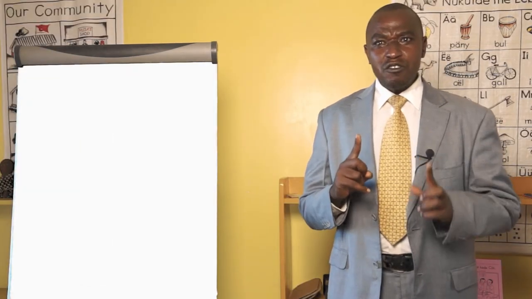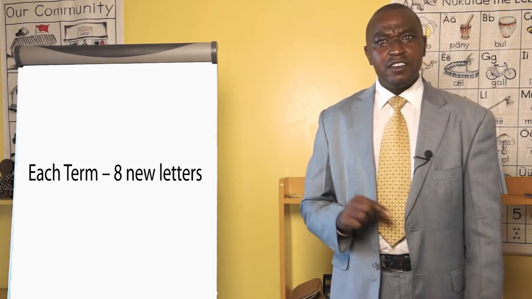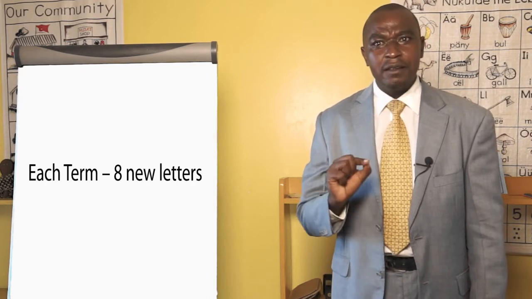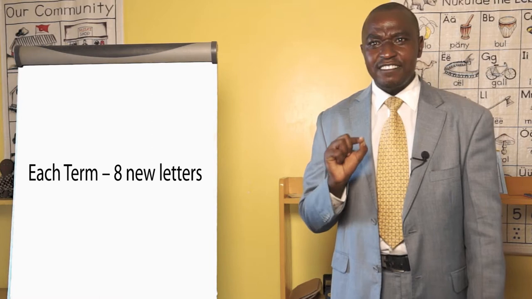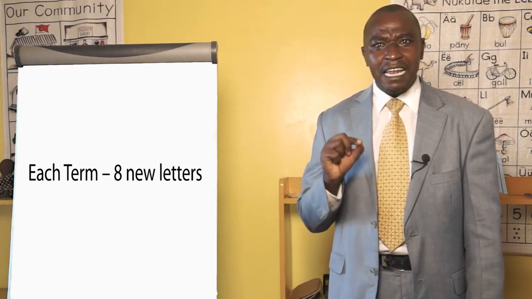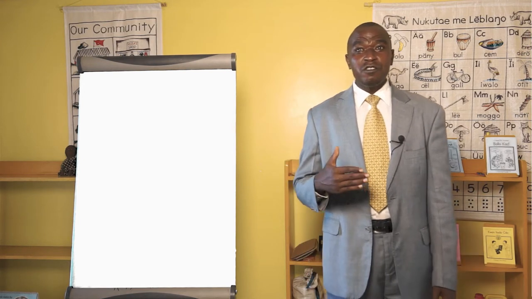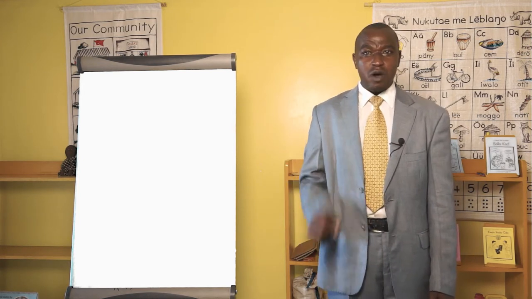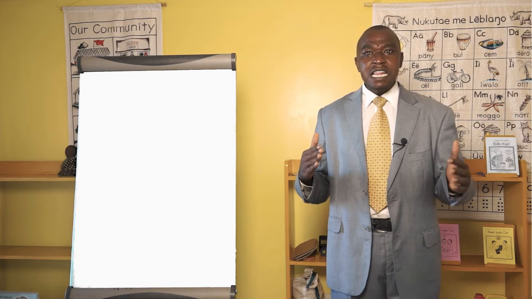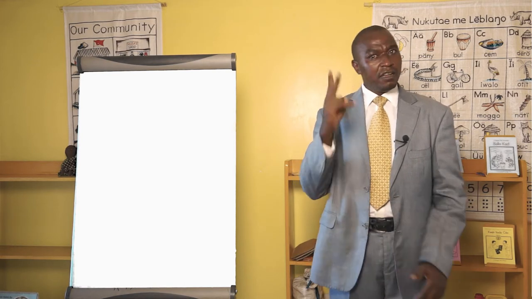Each term we will introduce 8 new letters, so that by the end of P1, pupils will know 16 of the letters in the Leblanc alphabet. With these letters, your pupils will be able to read and write many words. They will learn the remaining letters in P2.